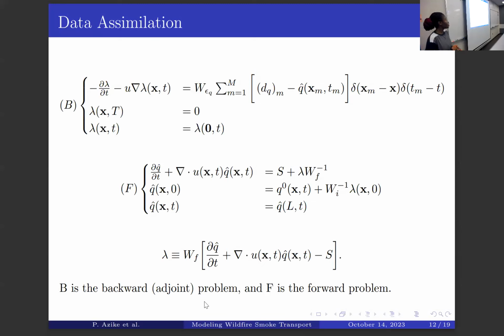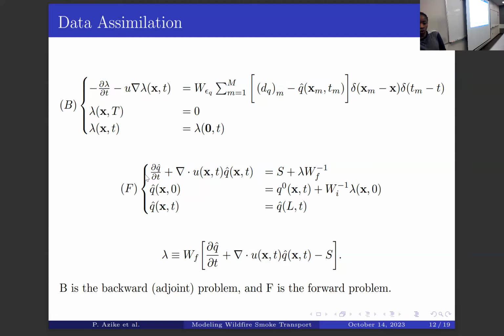So we use the calculus of variations, and then we obtain the local extremum that corresponds to that best estimate. And this gives us a system of Euler-Lagrange equations. B represents the backward equation, and F is the forward equation. Lambda is simply the parameter we use to parameterize. Now, if we look closely at B and F, we see that we need Q.